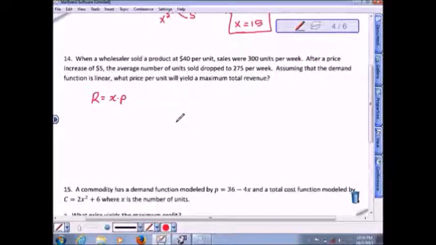This is what we talked about on Tuesday, October the 1st. The demand function is lowercase p, and it's a function of x, where x is the number of units.